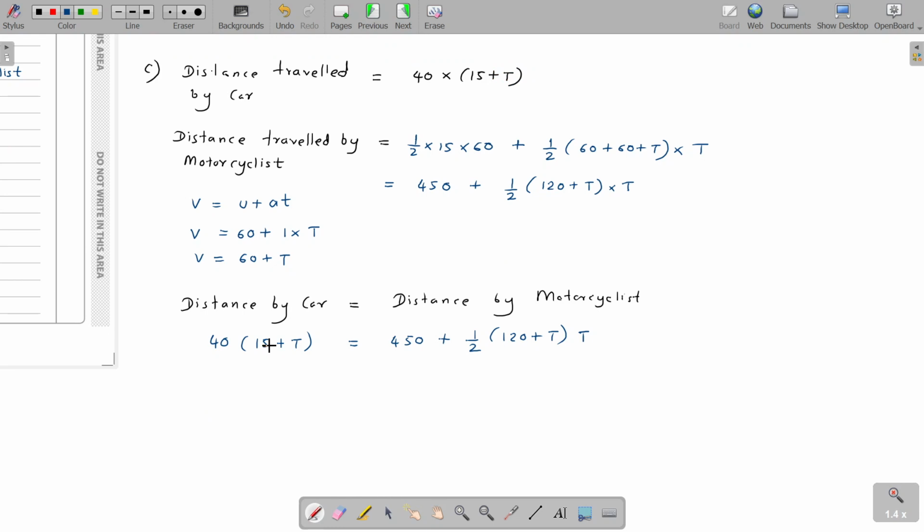40 times 15 is, open this bracket here. 40 times 15 is, yeah, how much? 600 plus 40 into t is 40t. Equals, this is 450 plus half into 120. So in this case, the bracket opens. Is it just with the half the bracket opens? No, half and the t both contribute towards opening the bracket. Half into 120 into t is 60 capital T.